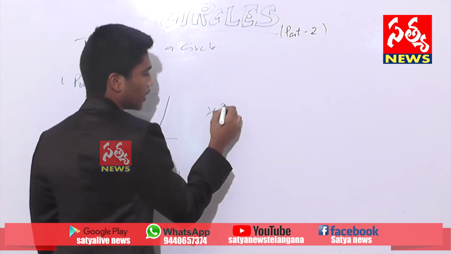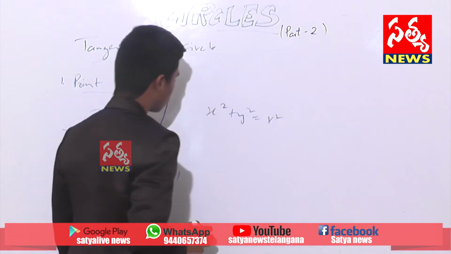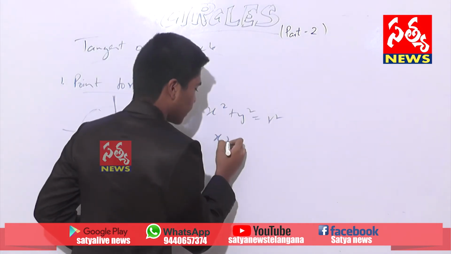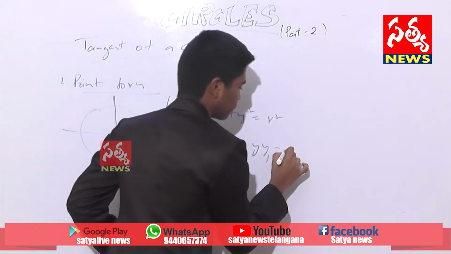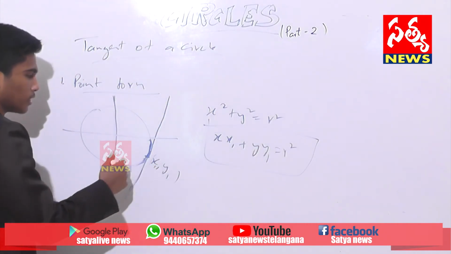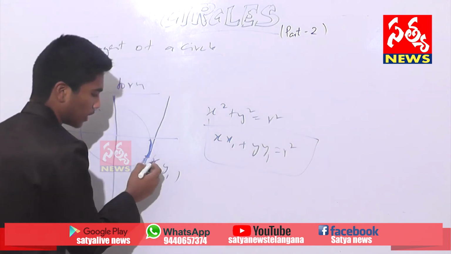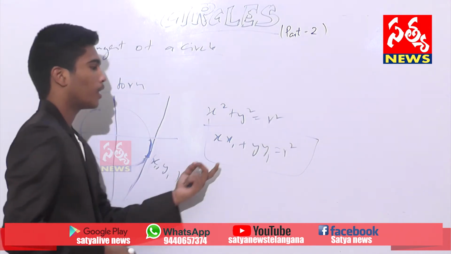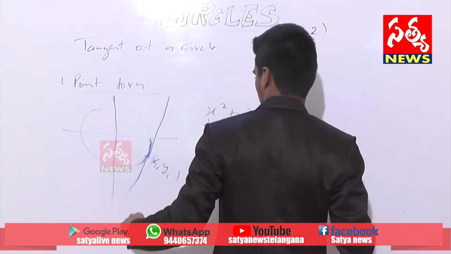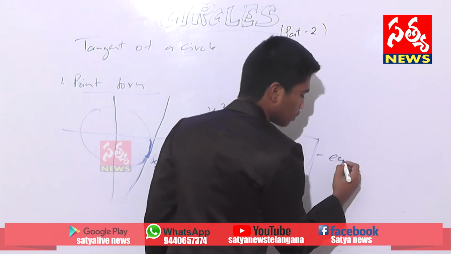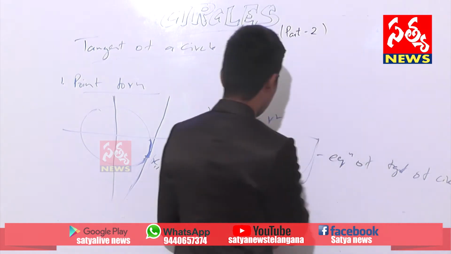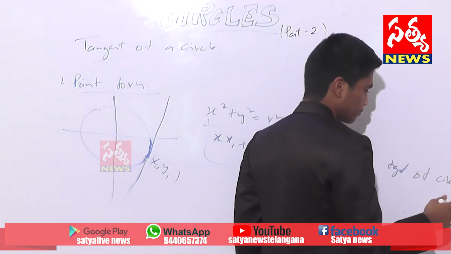Now the equation of circle is x square plus y square is equals to r square. So now we can write xx1 plus yy1 is equals to r square. This is the point form of a circle. As the point is passing through circle, we can write xx1 plus yy1 is equals to r square. And this is the equation of tangent of the circle x square plus y square is equals to r square.